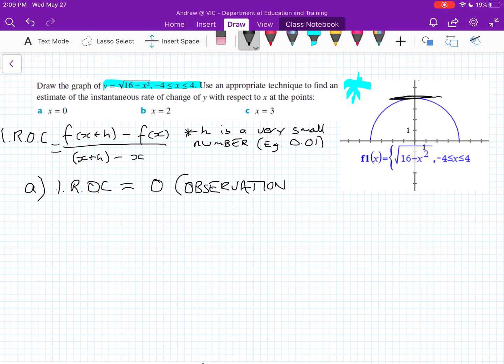You can see that there's a turning point at the top, where it goes from a positive gradient to a negative gradient. So this is where we have our gradient of 0.